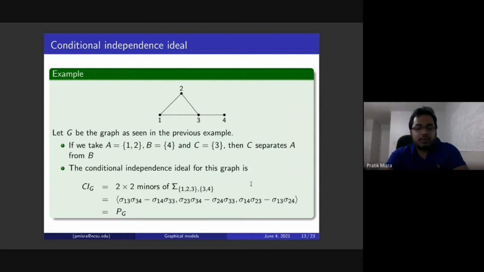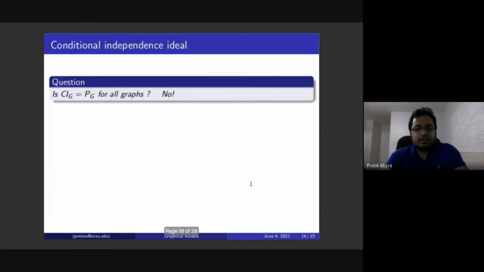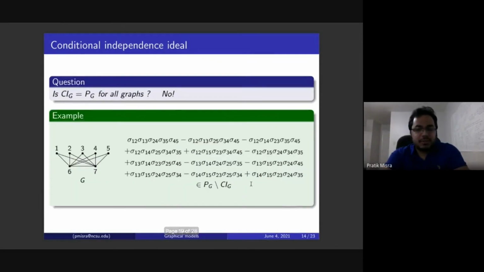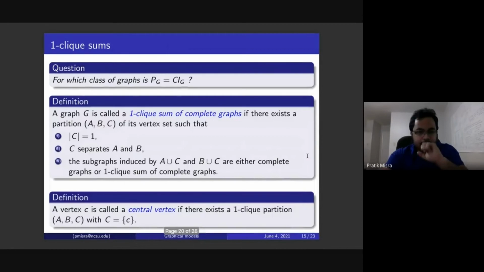So an obvious question that arises over here is: are these two ideals equal for all graphs? And unfortunately, the answer is no. The reason being, we computed the vanishing ideal for this graph with 7 vertices, and we observed that we got this big polynomial that was present in the vanishing ideal, but that was not present in the conditional independence ideal. So the next question that arises is: for which class of graphs are these two ideals equal? Now, to answer this question, we need to define something called the one-clique sum of complete graphs.